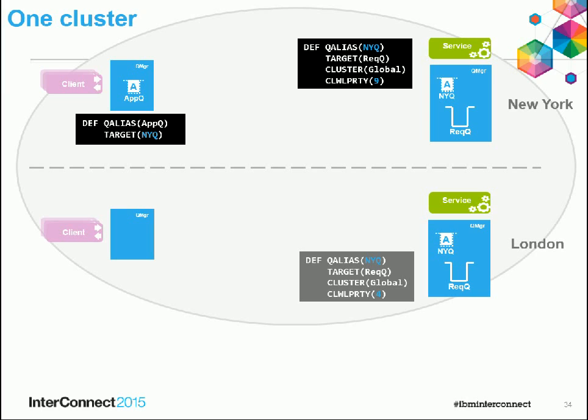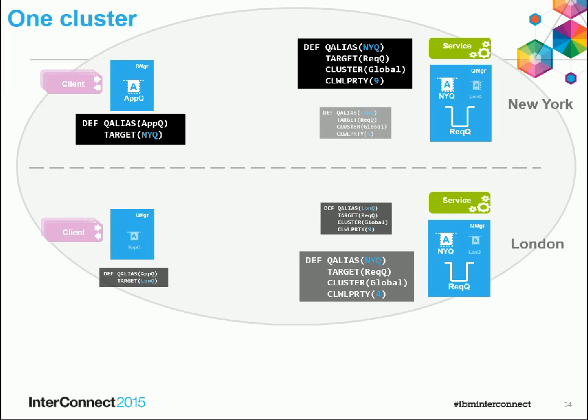Unless it can't get messages to the priority 9 New York queue manager, in which case it'll say, well, I can't get to the 9, what's my next best priority, and it'll come down to this London one at priority 4, and it'll start routing messages straight to London instead of the unavailable New York queue managers. So that's how we do messages in the US.